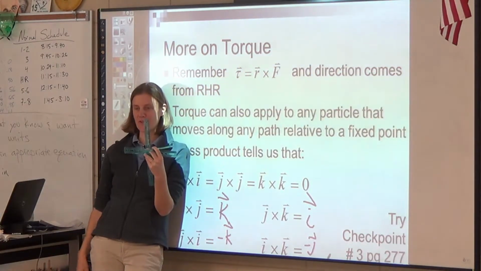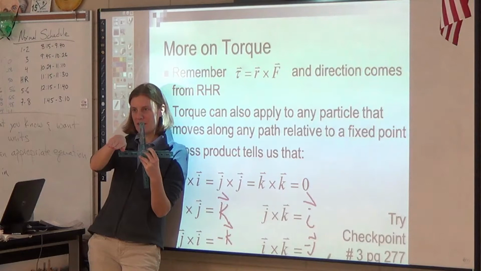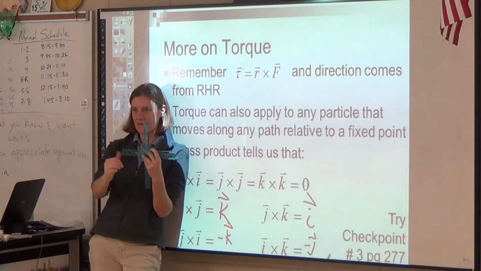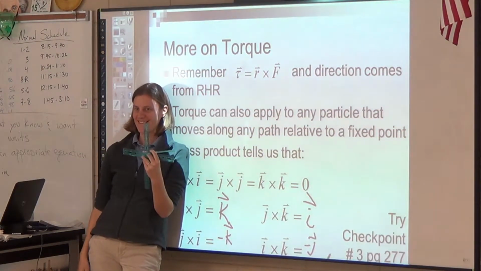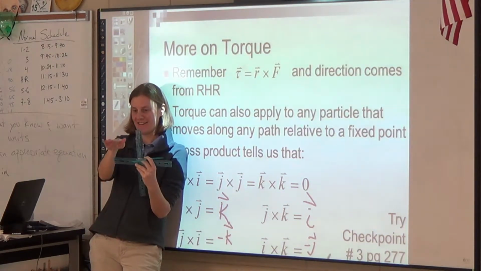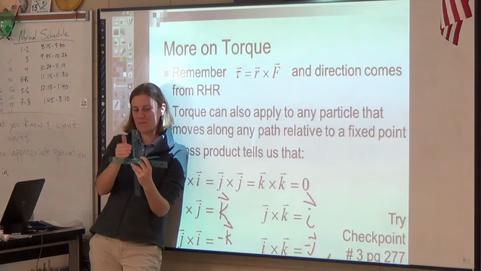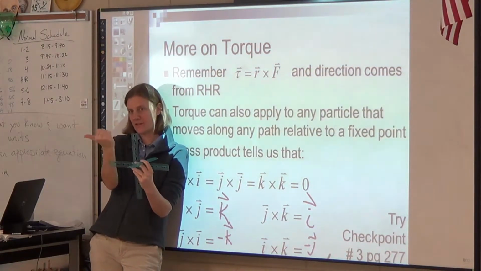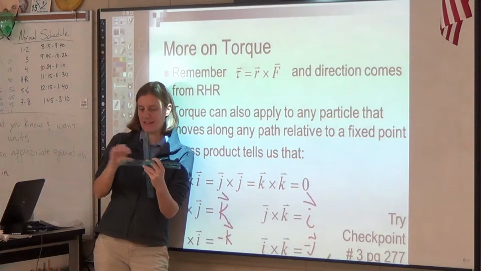Which way was the force? R's this way, thumb ends up this way. Up, good. So the force must have been up, which would say positive y. That's the only way we'd get our thumb pointing in the negative x.